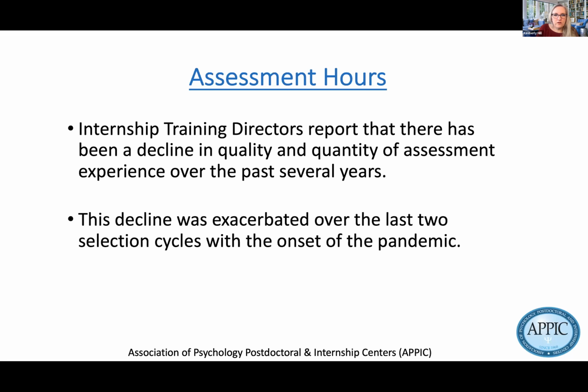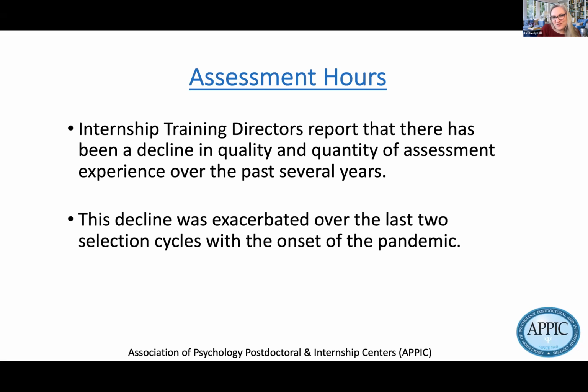So just something to be mindful of is sometimes I think they hurt themselves by thinking more is better. And then it actually irritates training directors when they think they're getting one thing and then they just question the judgment of the applicant when they write in 621 BDIs, and the APPIC is really, really long. So just guide your students to be thoughtful and use good judgment about how they're capturing their assessment experience and knowing what the nature of the section is about. Of course, this decline was exacerbated over the last 2 selection cycles with the onset of the pandemic.